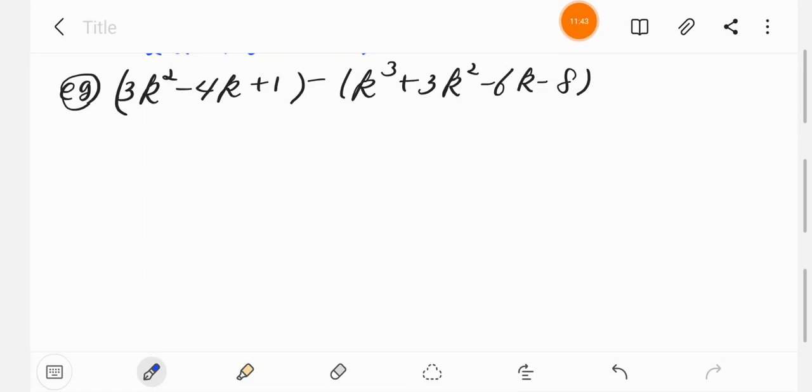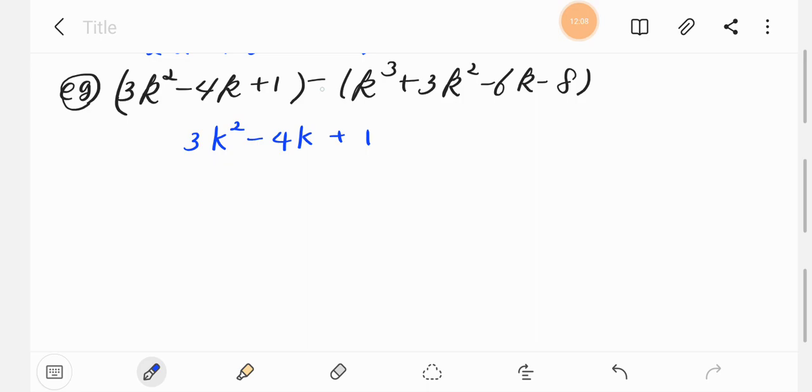Okay, this time let's simplify this, subtract these polynomials, using vertical format. Vertical format means write each polynomial in a different line. So write the first one, 3k squared minus 4k. Make sure these are written in descending order.